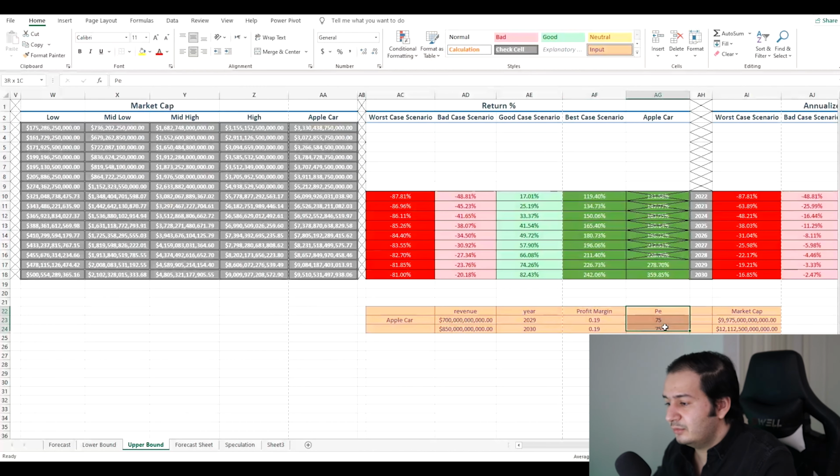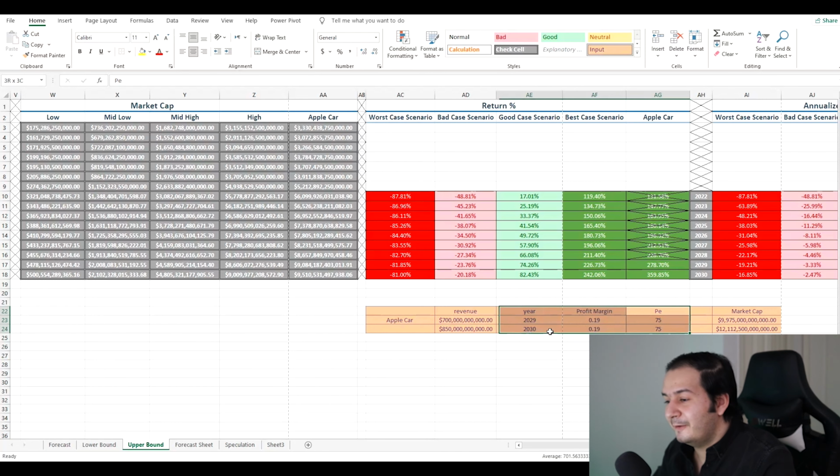The P ratio, however, is going to be super high because starting, for example, 2029, the Apple Car sales are going to be included in the revenue. So the revenue is going to grow a lot compared to the previous year. So investors are going to be hyped and the P ratio can jump up to 75. This is just one scenario where I'm entering some random numbers.